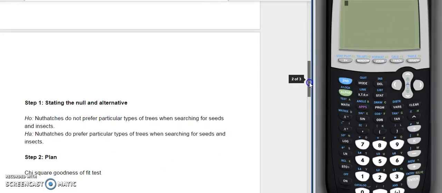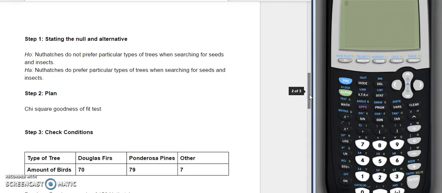To complete this problem, first we'll start by stating the null and alternative. The null is going to be nuthatches do not prefer particular types of trees when searching for seeds and insects. The alternative is going to be nuthatches do prefer particular types of trees when searching for seeds and insects. Step 2 is the plan. For this problem, we're going to complete the chi-square goodness of fit test.